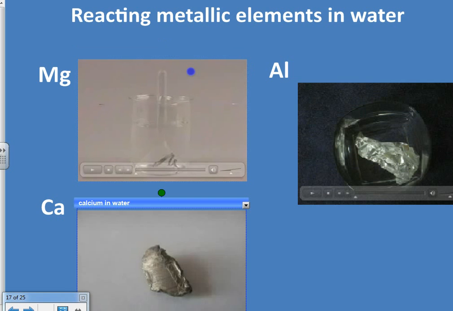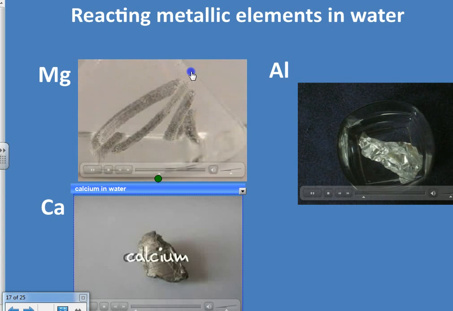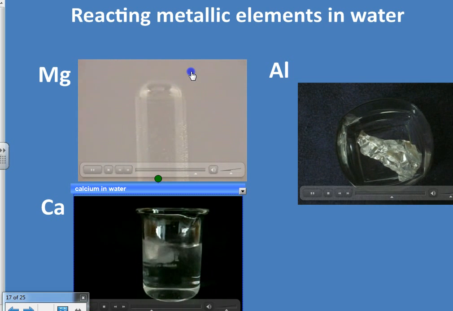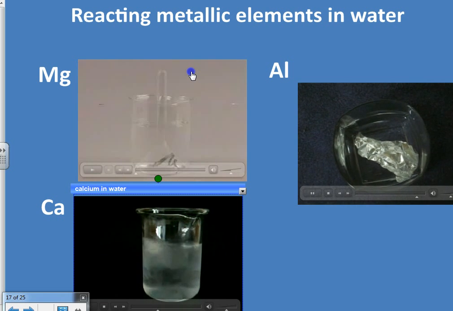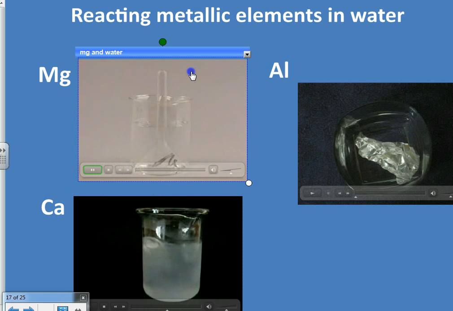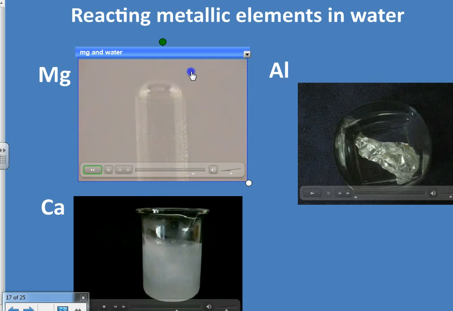All right, so if I'm going to move these up a little bit so we can see these. Okay, here's magnesium. Hopefully we can get calcium to start playing as well. And aluminum is also playing. If you take a closer look at these, we can see that calcium is reacting vigorously with water. Magnesium, if you look carefully, there are some bubbles that form. Up close you can see the bubbles on the magnesium there. And so the calcium seems to be reacting a bit more vigorously than the magnesium.